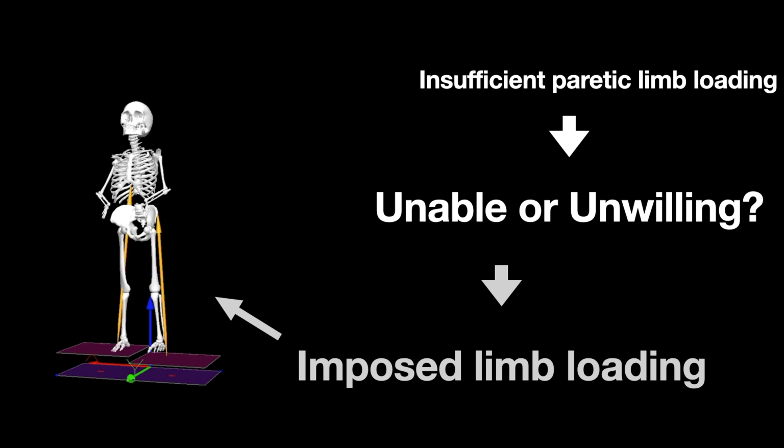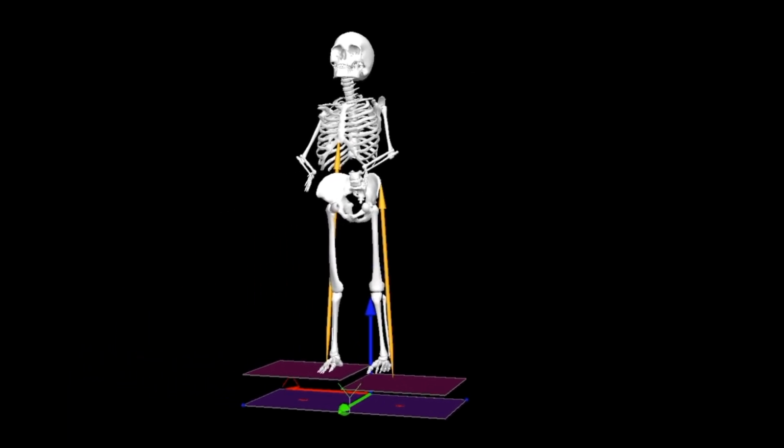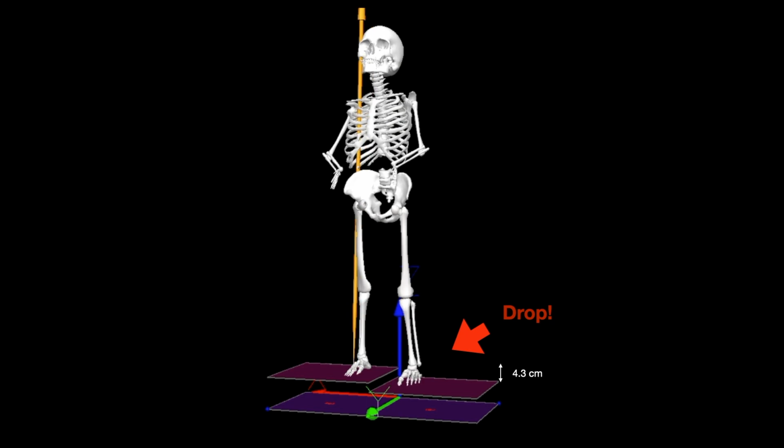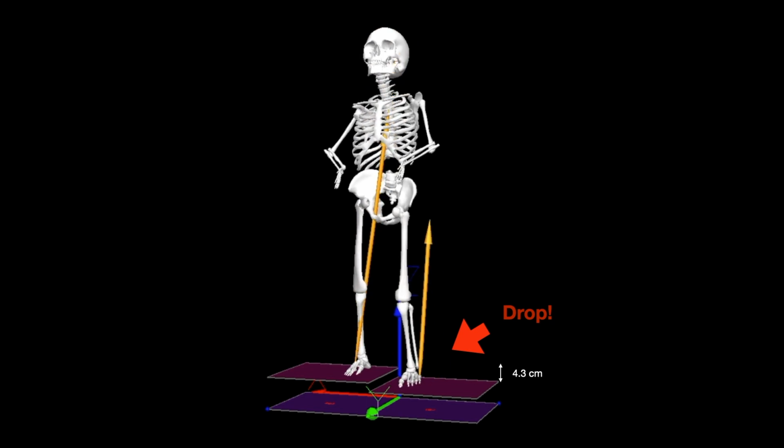to the paretic leg. Here's a demonstration of the perturbation. The support surface drops 4.3 cm, facilitates lateral weight transfer to the drop side, and forces the participant to load the drop limb.